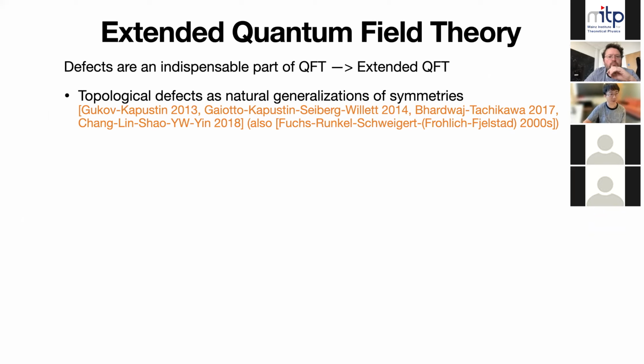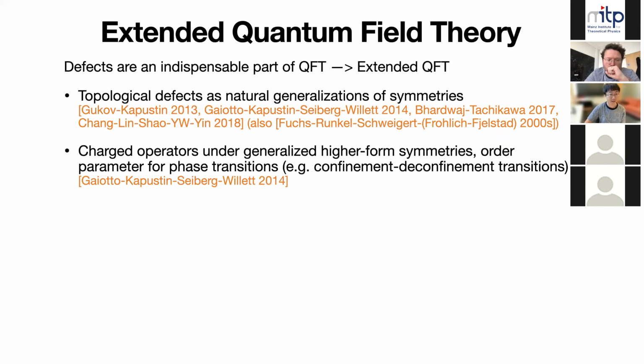For example, higher form symmetries that generalize the usual zero form global symmetries, as well as more exotic generalizations that involve non-invertible symmetries explored in a number of papers. In particular, the charged objects under these generalized symmetries, in particular the higher form symmetries, are defect operators. For example, the charged objects under the one form symmetries are precisely the Wilson-'t Hooft lines. And there are important order parameters for phase transitions in gauge theory, for example, the confinement-deconfinement transitions.